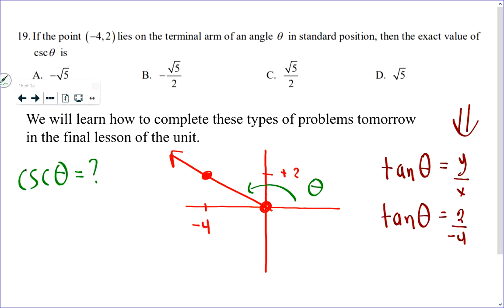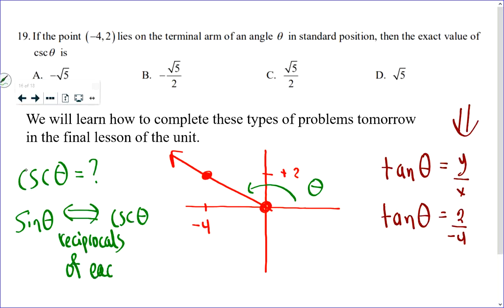I'm going to write this a different way. I'm just going to write that sine of theta and cosecant of theta are reciprocals of each other. So what that means is if I know cosecant, I can go 1 over whatever that thing is equal to and say that's equal to sine. If I know sine, I can go 1 over that to find out what cosecant is.